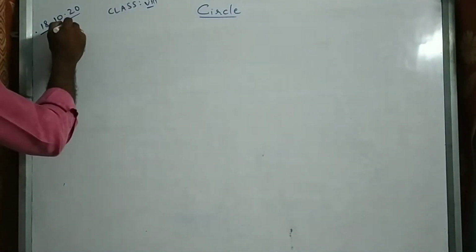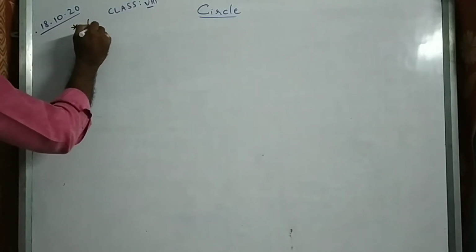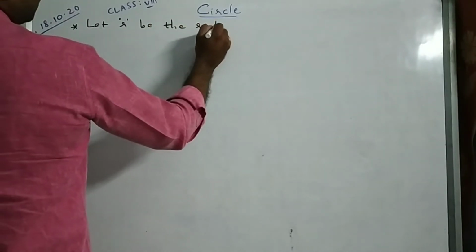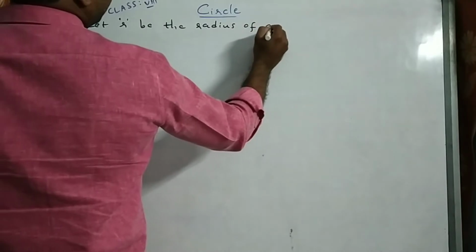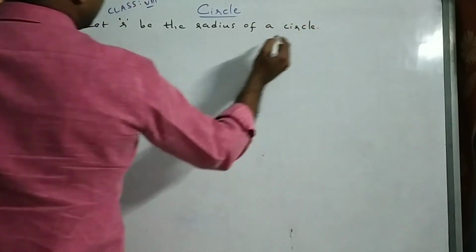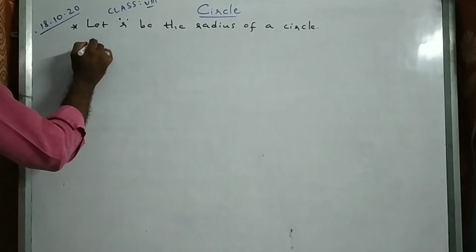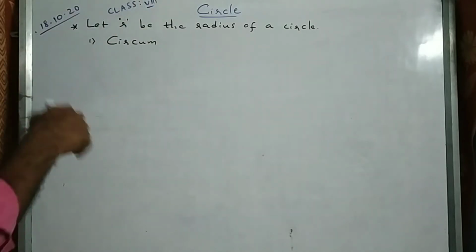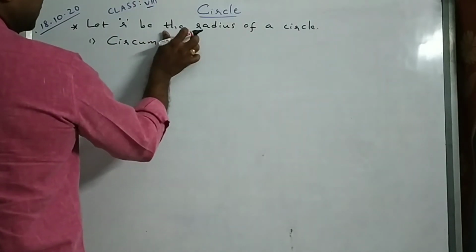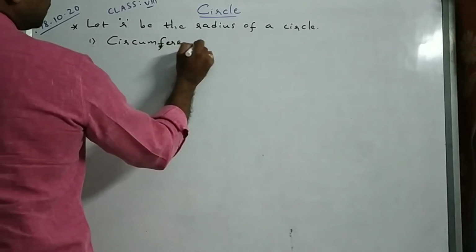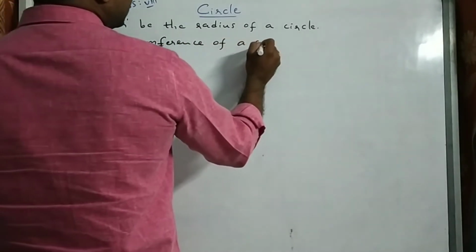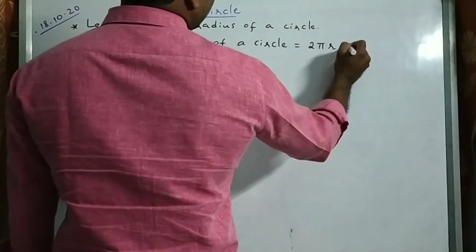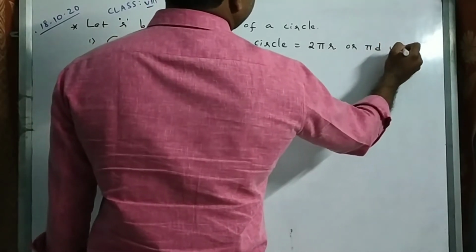Okay, let R be the radius of a circle. Then the first formula is circumference. Circumference means the length of the circle. Circumference of a circle is 2 pi r or pi d units.